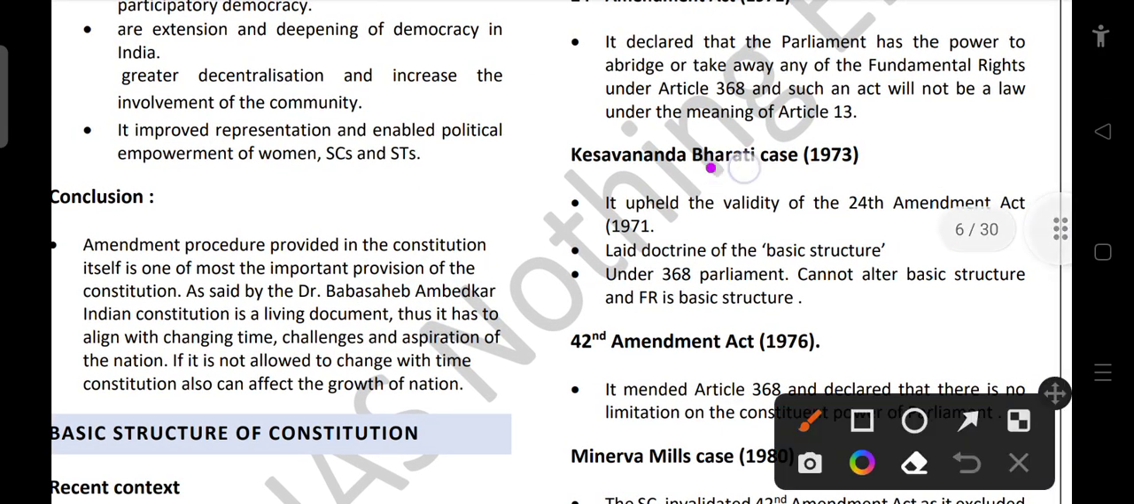In this particular case, the Court upheld the validity of the 24th Amendment Act. It said yes, Parliament has the power to take away fundamental rights, but it also laid down the basic structure. Under Article 368, Parliament cannot alter the basic structure, and fundamental rights are part of the basic structure.